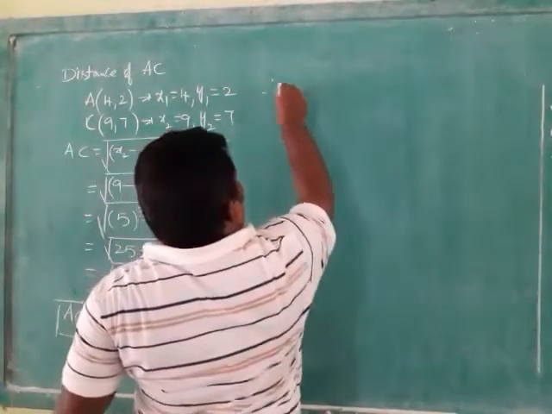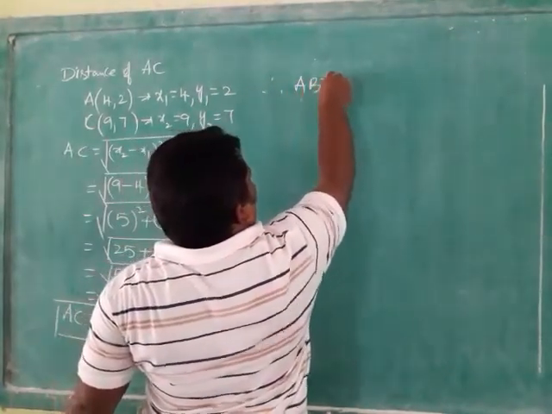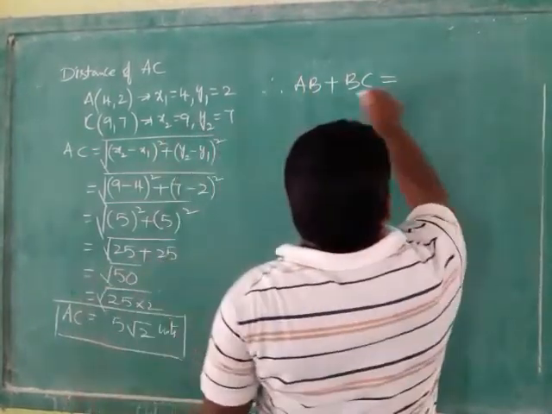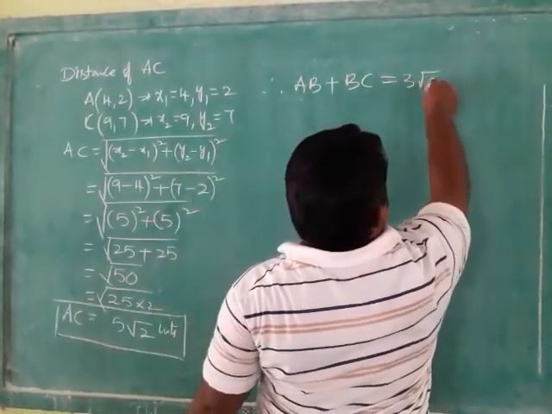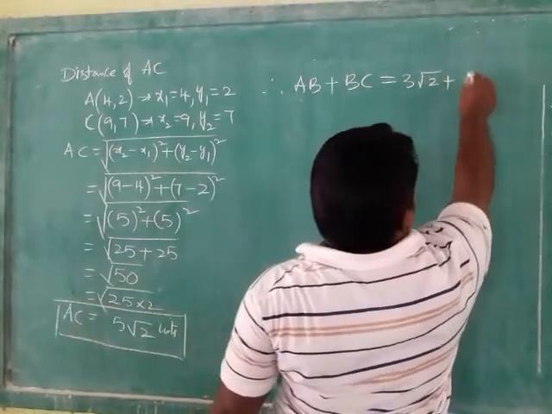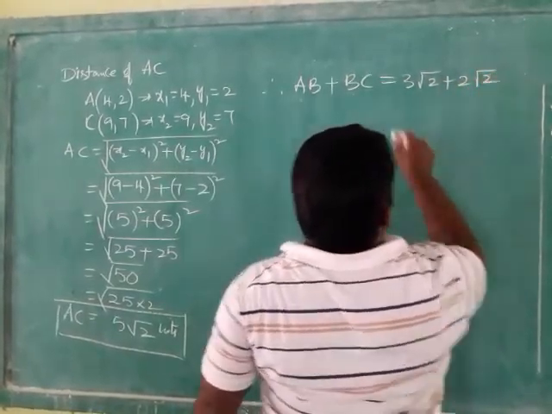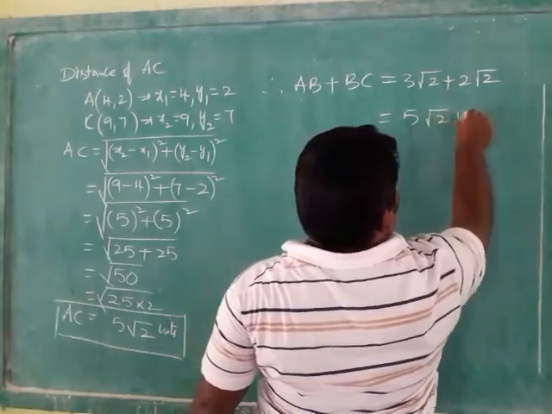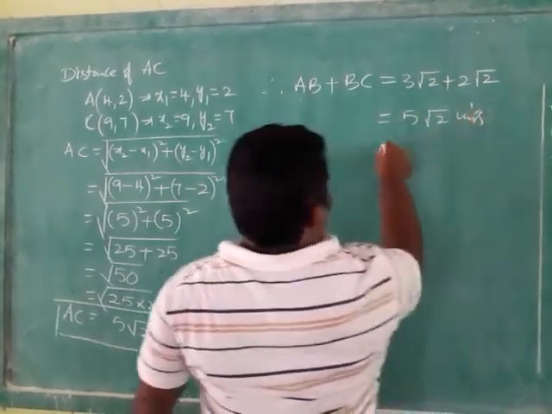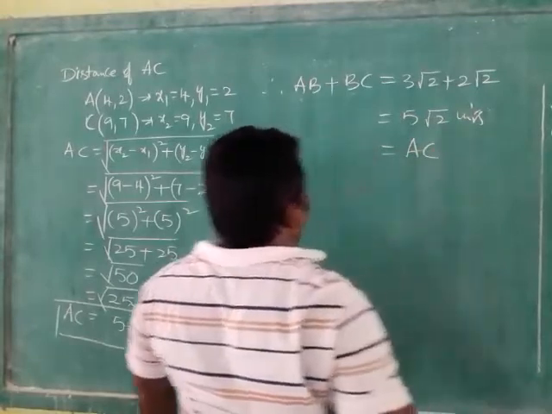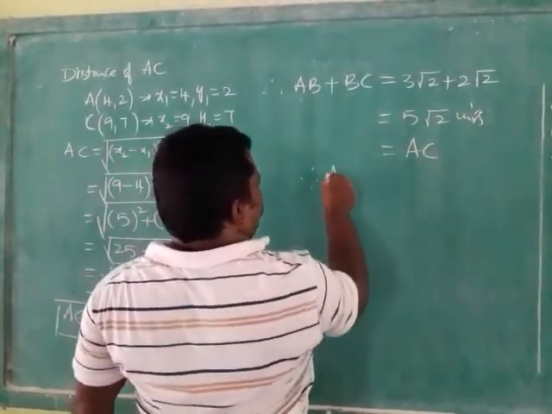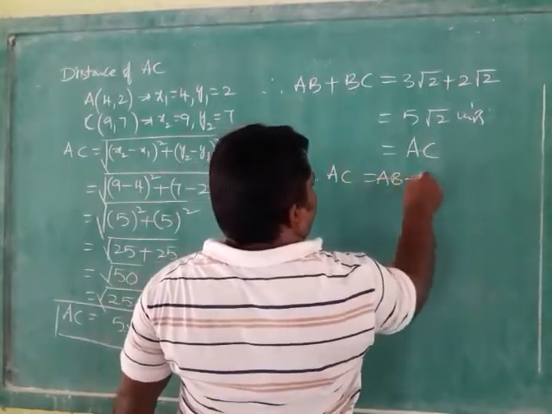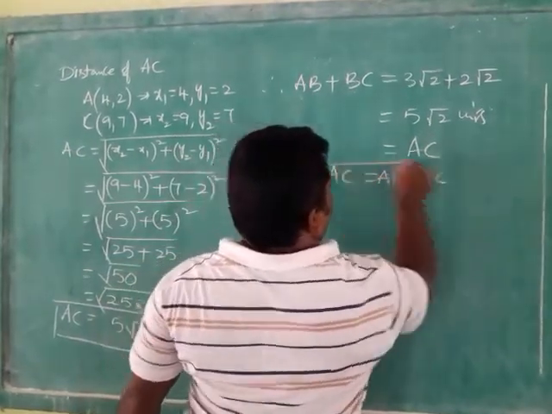Therefore, AB plus BC is equal to the AB distance 3 root 2 units plus the BC distance 2 root 2 units, which is equal to 3 plus 2, that is 5 root 2 units, which is the value of AC. Therefore, we conclude that the AC distance is equal to the AB distance plus the BC distance.